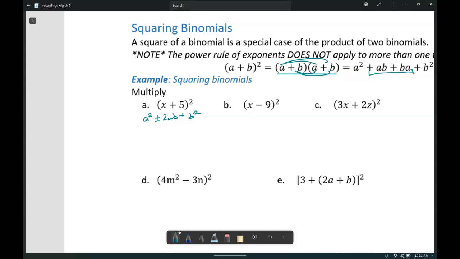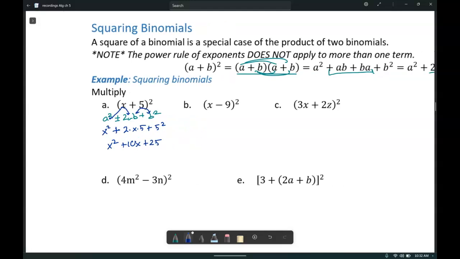a squared plus or minus 2ab plus b squared, then what we can do is substitute these values in for a and for b and evaluate them much more quickly. We would have x squared, we're going to match the sign, 2 times x times 5 plus 5 squared, giving us x squared plus 10x plus 25. We can do the same thing here. x squared minus 2 times x times 9 plus 9 squared: x squared minus 18x plus 81.